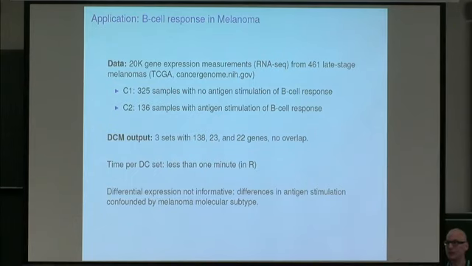That meant that the immune system was reacting to the cancer and trying to fight it, and that was the smaller set, 136 samples. In 325 samples there was no antigen stimulation of B cell response. That was a bad thing.